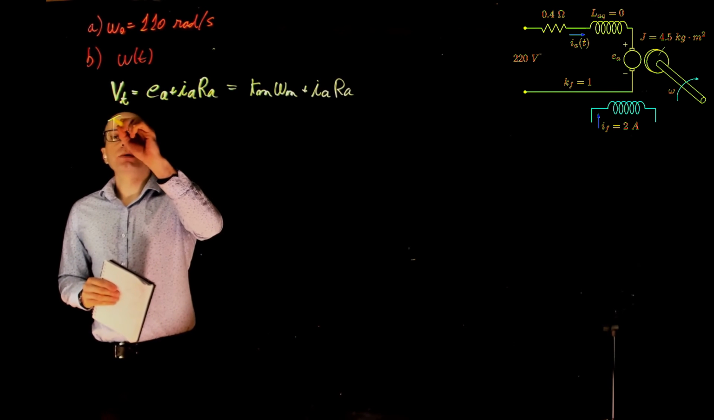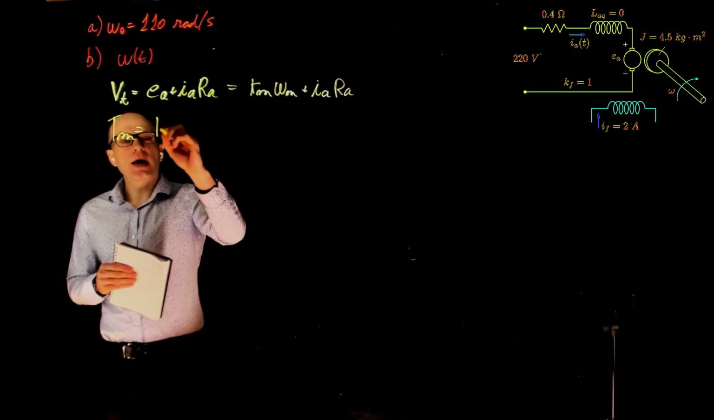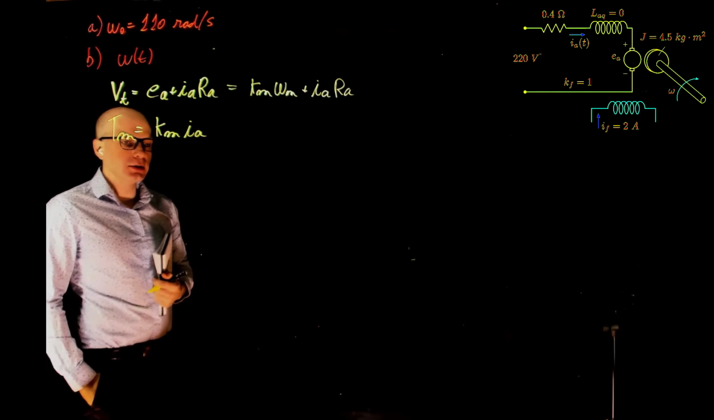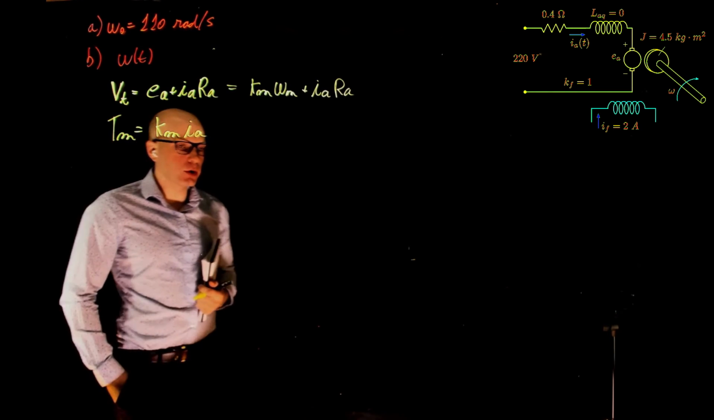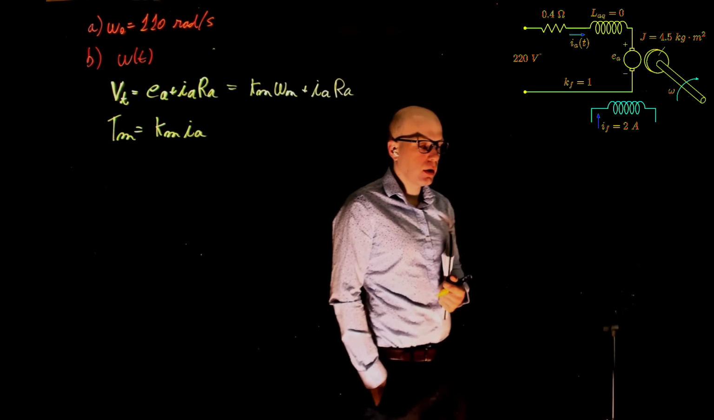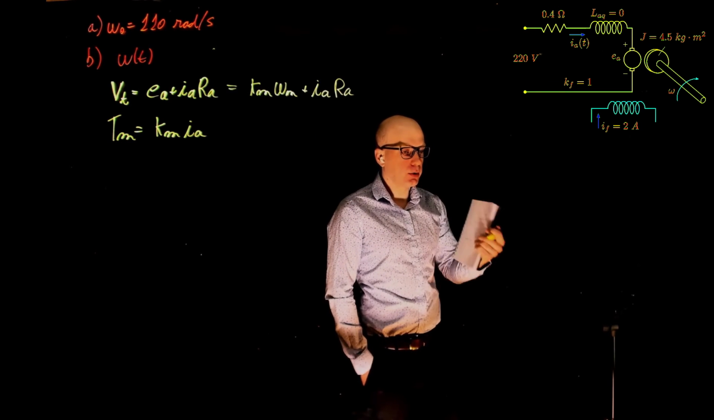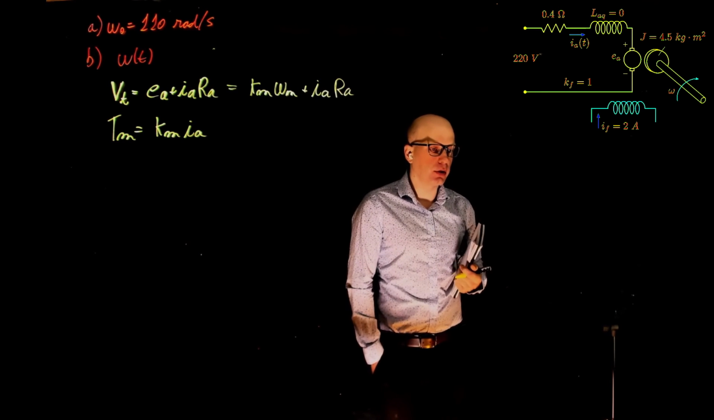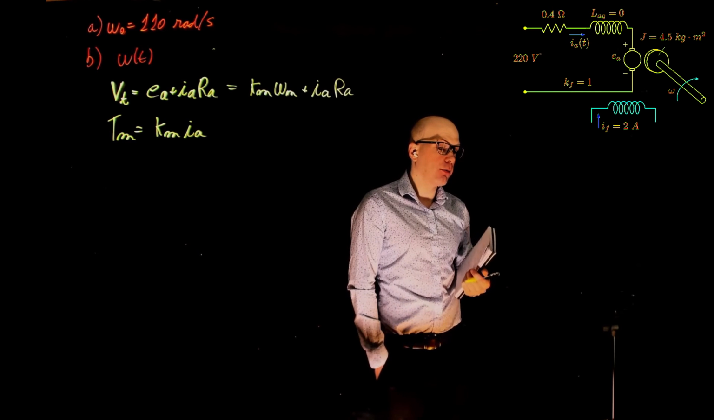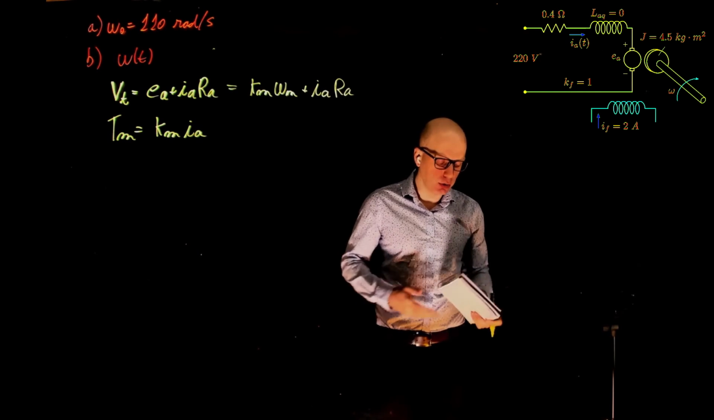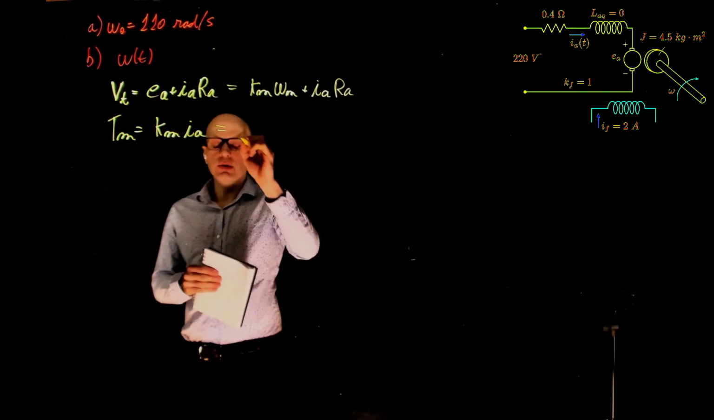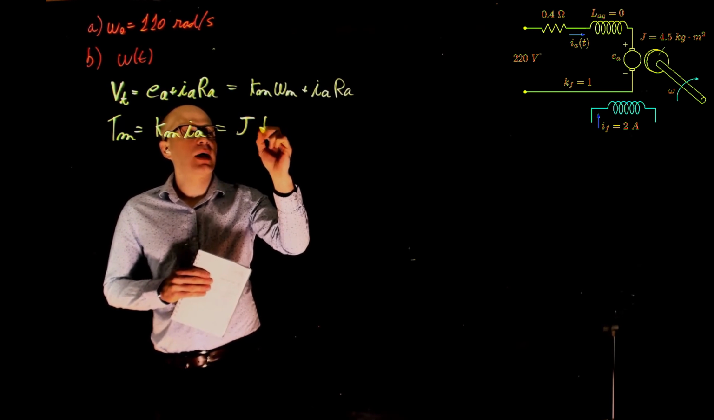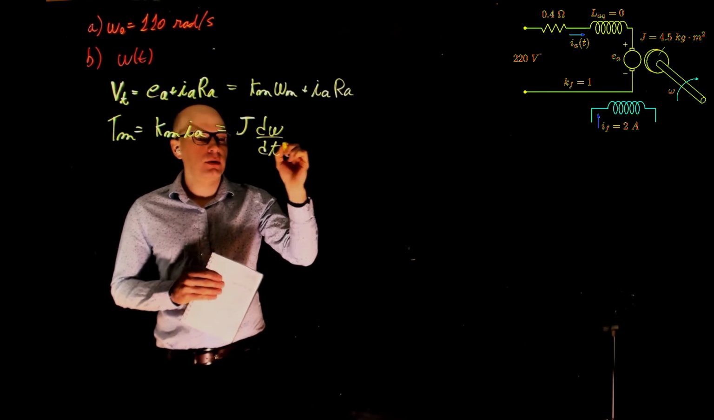What is the torque developed in the motor? The torque developed in the motor is Km times the current. And what is the torque now? We are no longer dealing with steady state. We are now dealing with a transient. We are rotating the mass, the inertia in one direction, and we're going to reverse that rotation direction. So there is still no friction, but now there is an inertial load to drive. So this is equal to J, the inertia, times d omega dt.